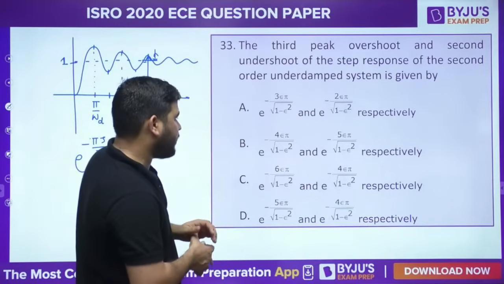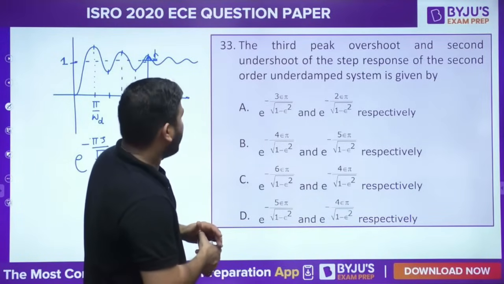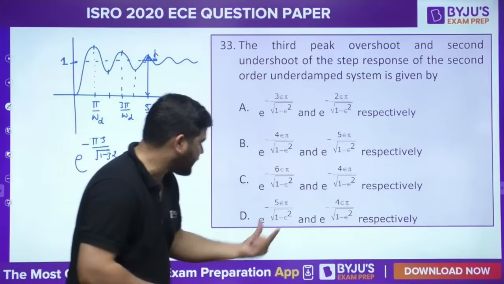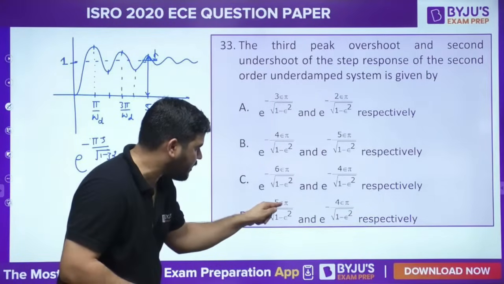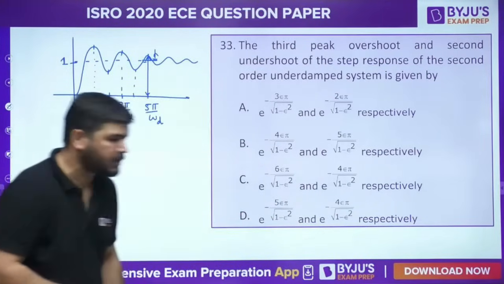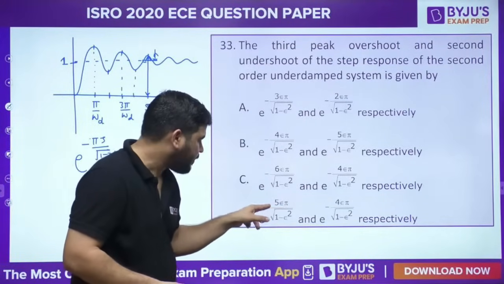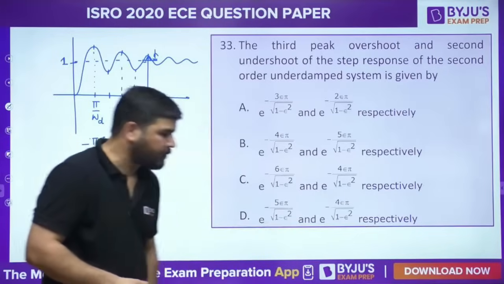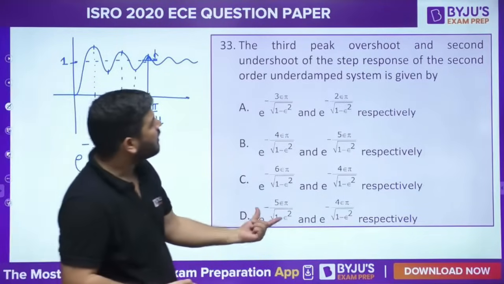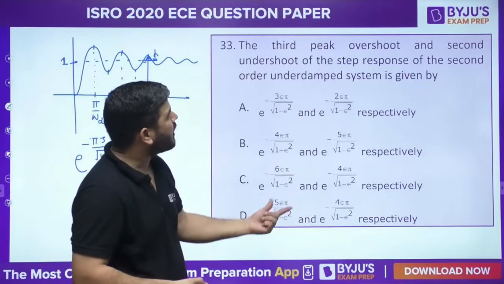So the third peak overshoot is, you can see that this is the correct answer. Minus 5 epsilon pi divided by root of 1 minus... In place of zeta he is writing epsilon. Minus 5 zeta pi divided by root of 1 minus zeta square. This is the third overshoot. Now what is the second undershoot?